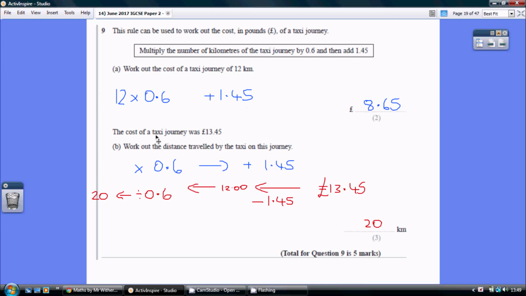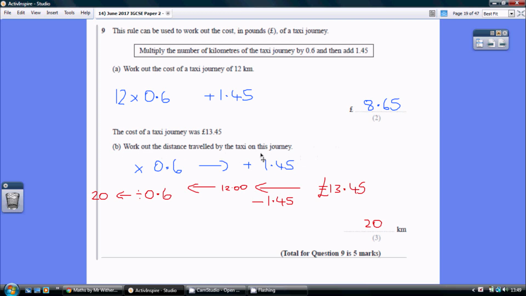Now part B, this is trickier. The cost of a taxi journey was £13.45. How many kilometres did we travel? So now we've got to work backwards. So let's think about what happened when we worked forwards. We multiplied by 0.6 and then we added 1.45. Now we've got to do completely the opposite operations in reverse order.